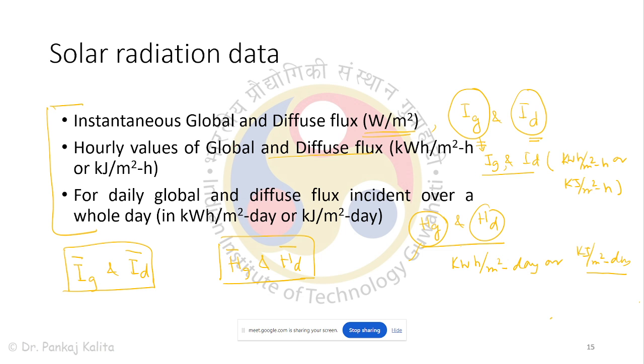Okay, you need to pay close attention to the units we are talking about. If you're talking about instantaneous, global, and diffuse flux, we have watt per meter square. If we're talking about hourly value, it will be per hour, kilojoule or kilowatt hour per meter square per hour. If we're talking about daily, then it will be kilowatt hour per meter square per day. So pay close attention to what unit has been given in the question, and what unit the answer has been asked for.